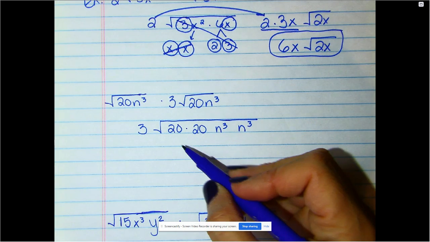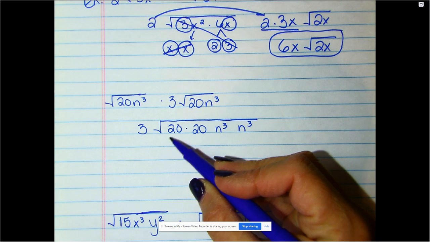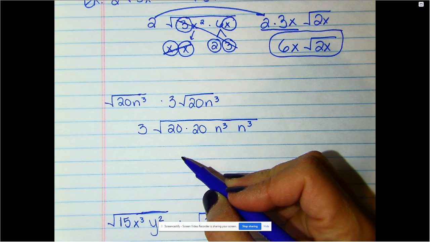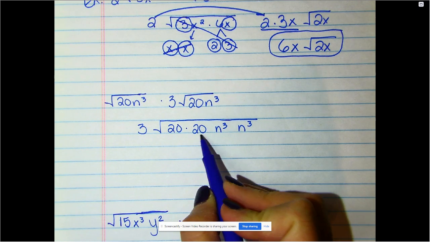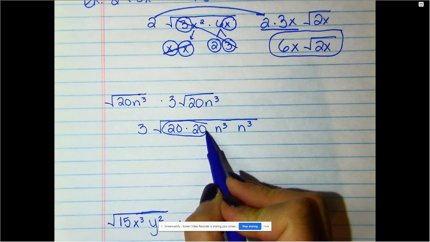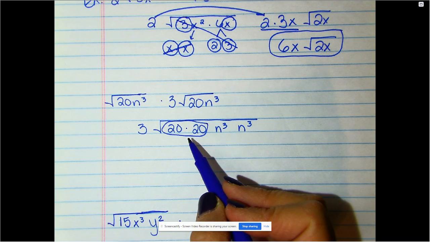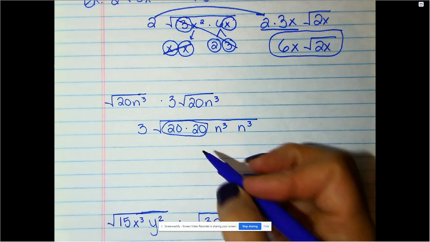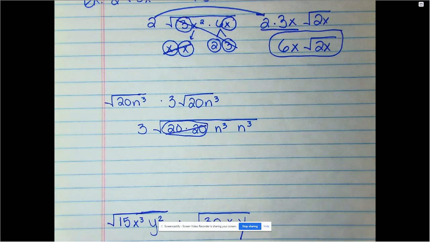Now you could break these down, the 20 into the 4 and the 5 and then the 4 broken down, but you've already got 2 friends here. So there's really no need to break them down. If you've got 2 numbers that are the same, because 20 times 20 is 20 squared and the square root of 20 squared is just 20, you don't have to break them down.